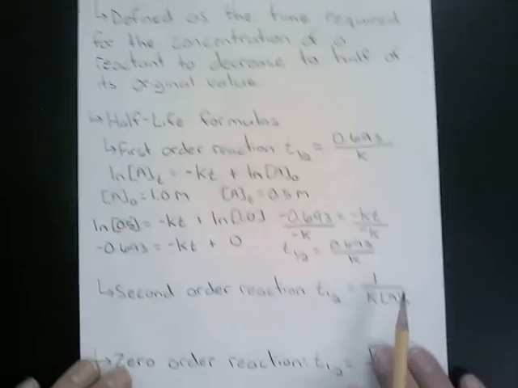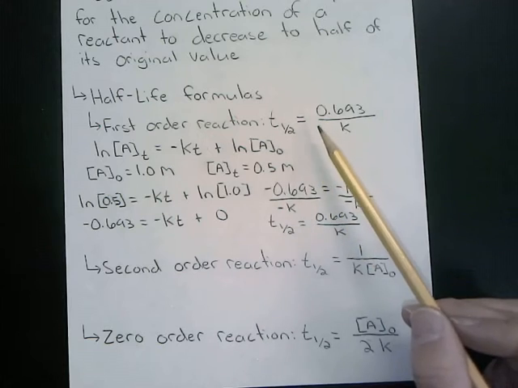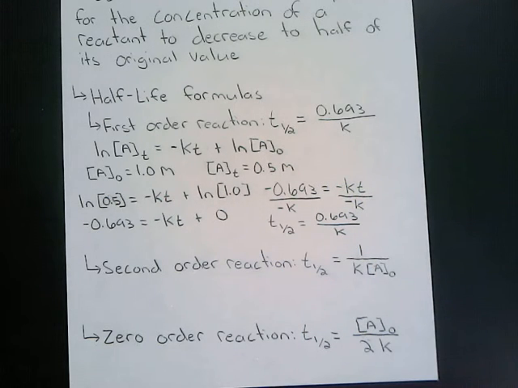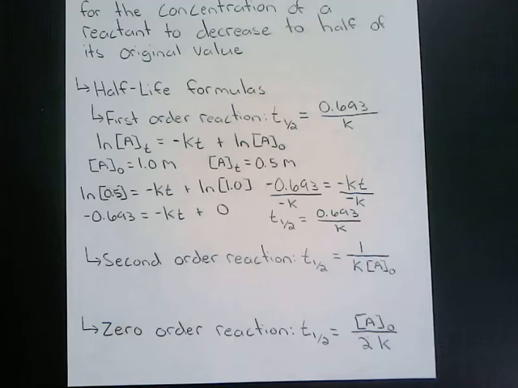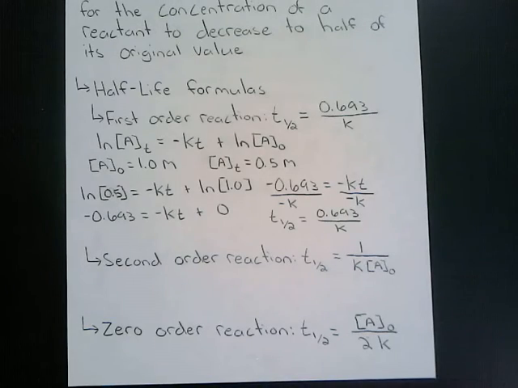Now we could do similar types of things for second and zero order reactions, but we have to manipulate it a little bit differently, and I'm not too concerned. All I wanted you to see is, hey, this half-life formula comes from that integrated rate law in some way, shape, or form. Now, I want to make this statement about our first order reaction, and that is this. The half-life in a first-order reaction is going to remain constant throughout the reaction.